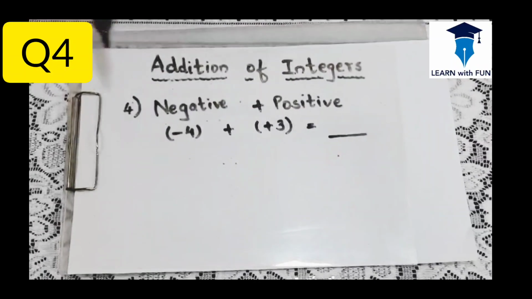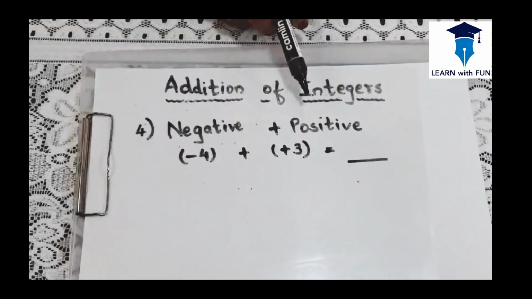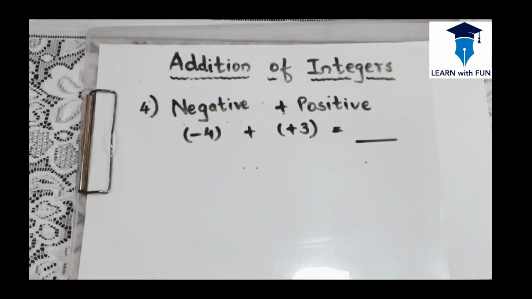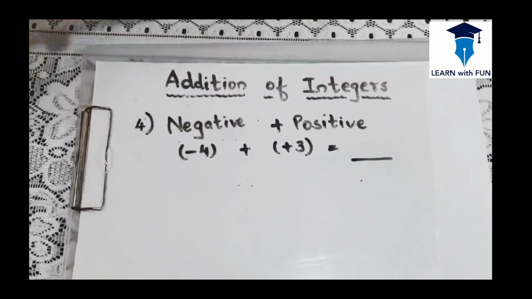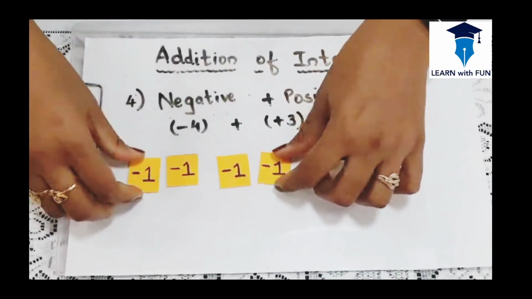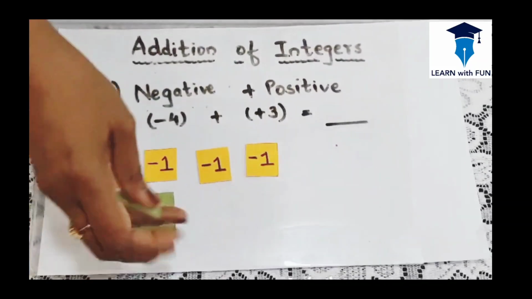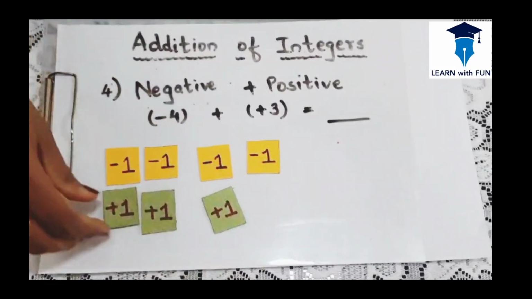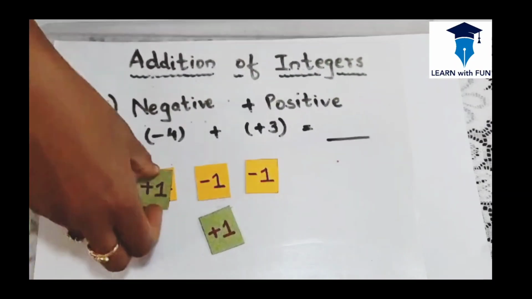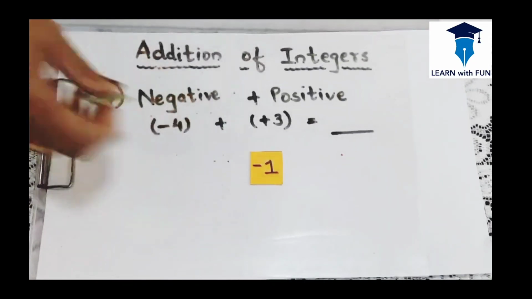In the fourth case, we are taking bigger value of negative number and smaller value of positive number. So the example that I have taken is minus 4 and plus 3. So when we have minus 4, we are going to take 4 negative tiles. And we have got plus 3, so we are going to take 3 positive tiles. So plus 1 minus 1 is 0, plus 1 minus 1 is 0, plus 1 minus 1 is going to give you 0. So you are left with minus 1.